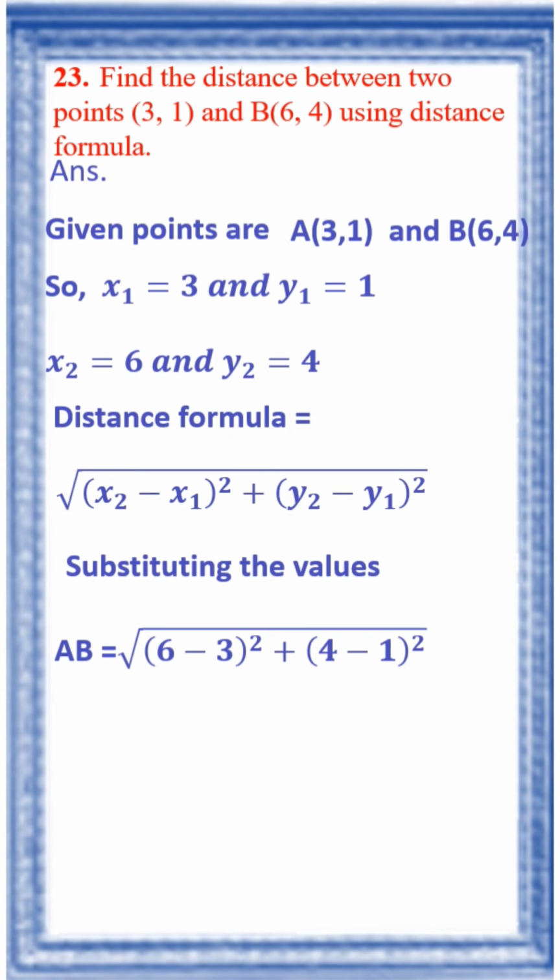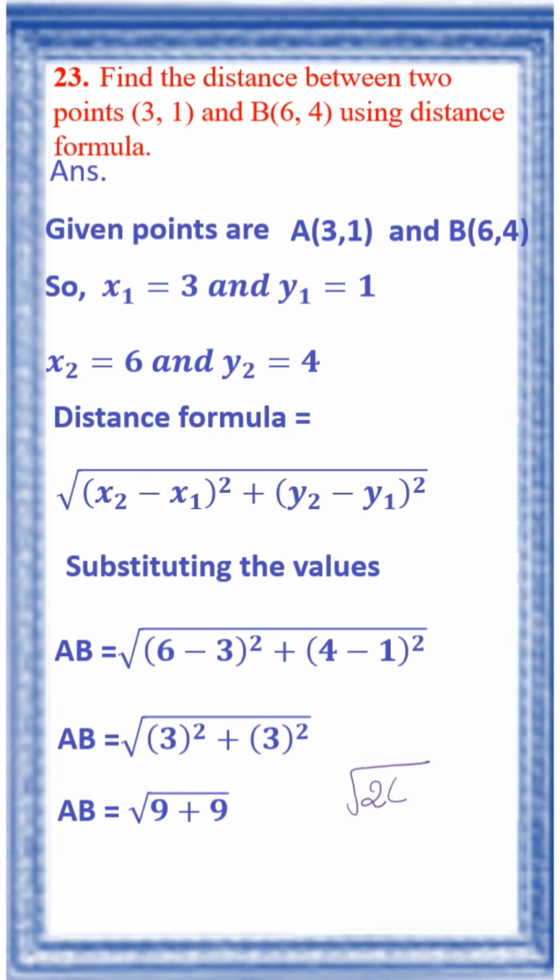So AB is equal to 3 square plus 3 square, that is equal to 9 plus 9. Here 2, so square root of 2 into 9. You can take the square root of 9, that is 3. So 3 square root of 2 units is the distance.